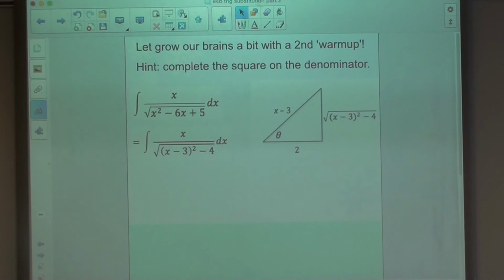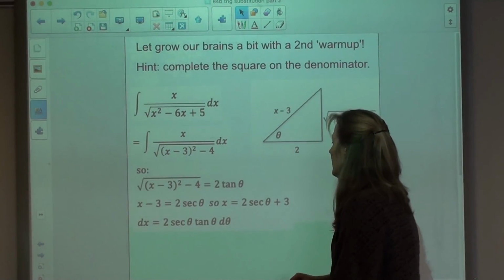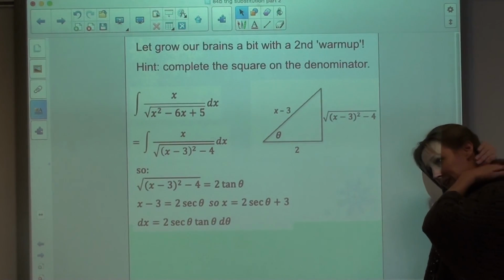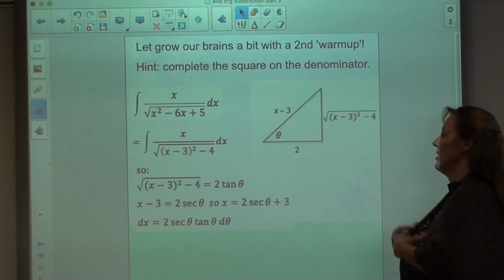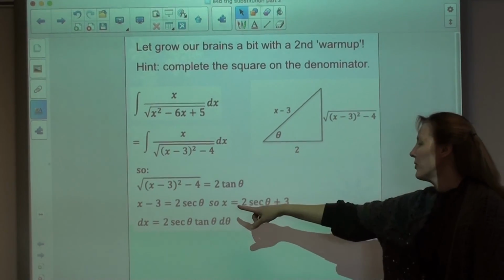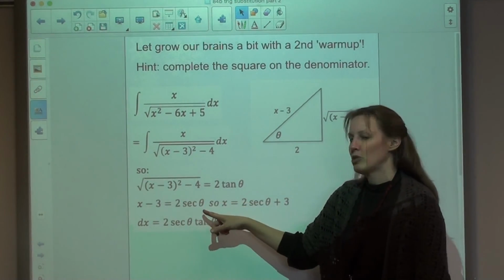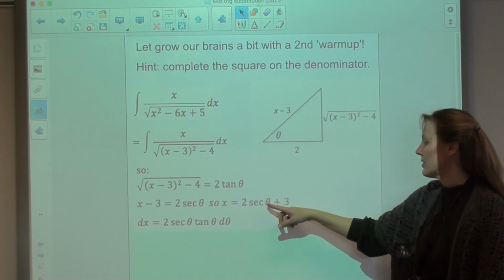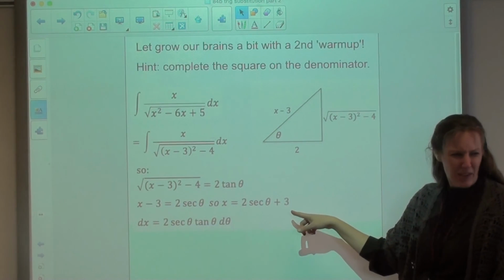Okay. Alright, so let's talk about this one. Hopefully you all got that the root was equal to 2 tan theta. You had to solve for x, right? x minus 3 was 2 secant theta, so x is 2 secant theta plus 3. Did you guys all figure that out?